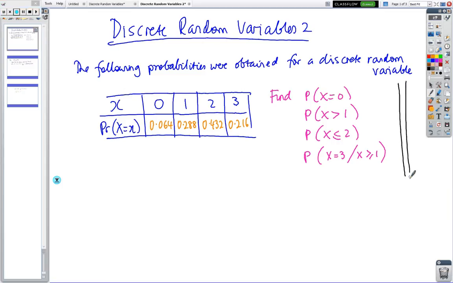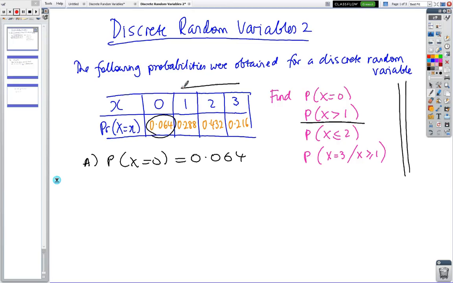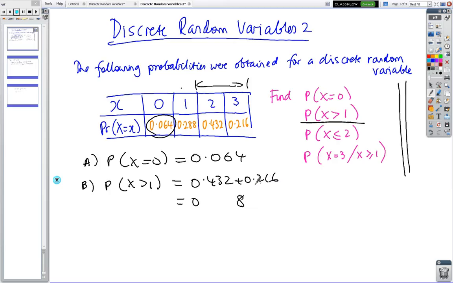Okay, so what's the probability that x equals 0? The first one, probability that x equals 0 equals 0.064, so it's just straight off the table. Now these other ones: x is greater than 1, I'll rub that out, so it doesn't include the 1. So x is greater than 1 are those two numbers there, 2 and 3, so the probability that x is greater than 1 is 0.432 plus 0.216, which is 0.648.